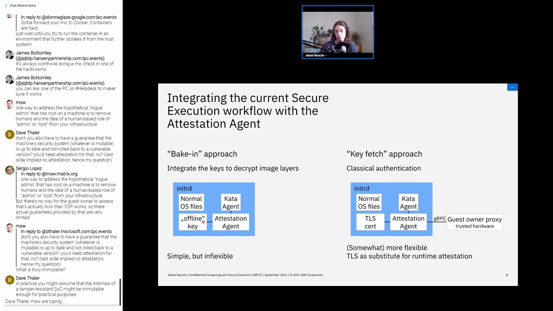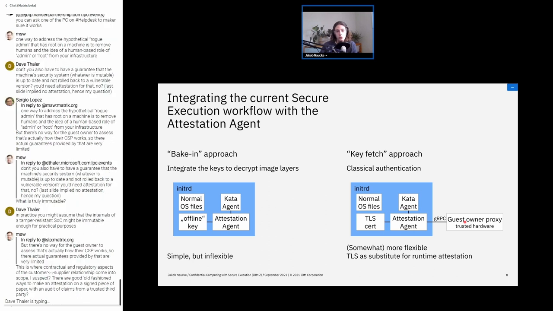And the other is what I like to call the key fetch approach, which is going to be a little more akin to what SEV and TDX do, because they talk to a guest owner proxy at runtime, which has to run on trusted hardware and which can provide keys for container image decryption. And because it uses gRPC, we can simply secure that connection with TLS.